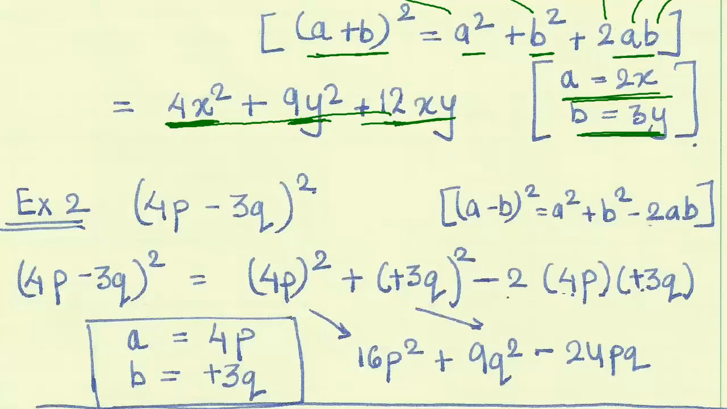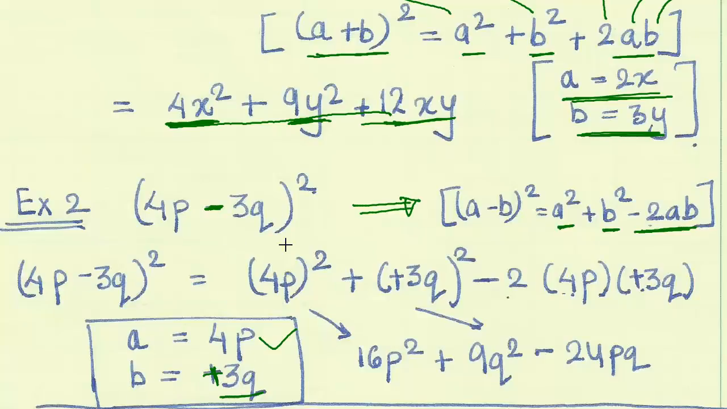Now let us do another example quickly using another identity. So we have (4p minus 3q) whole squared, and in this case we are going to use the second identity: (a minus b) whole squared is equal to a squared plus b squared minus twice of ab. Now what is a in this case? a is 4p and b is 3q. Remember this positive sign, a minus b, right? So there is this negative sign already there. Therefore b is plus 3q. It's not minus 3q. You need to remember that.